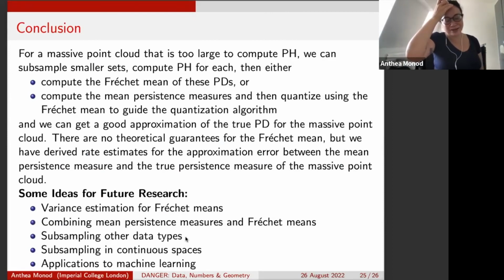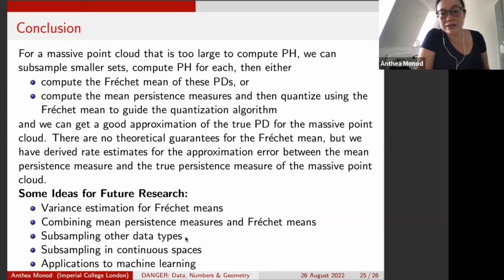The final take-home message here is that if you have a massive point cloud that's too large to compute persistent homology, and you need a persistence diagram, then you can do this by drawing multiple subsamples of smaller sets, computing the persistent homology for each of these, and then either computing the Frechet means of these persistence diagrams or computing the mean persistence measures and quantizing, and you get an approximation that's going to be a good approximation for the true persistence diagram of this massive point cloud.